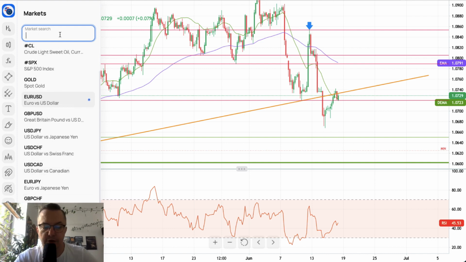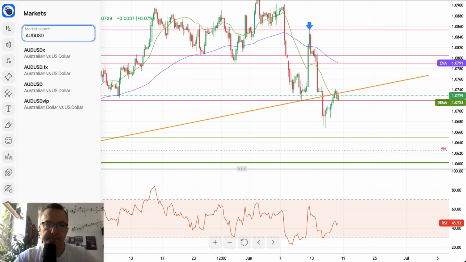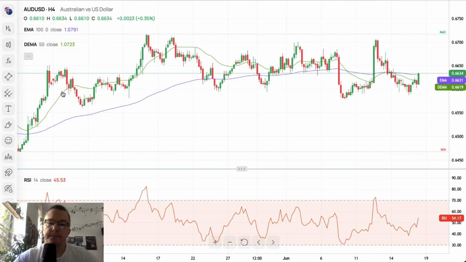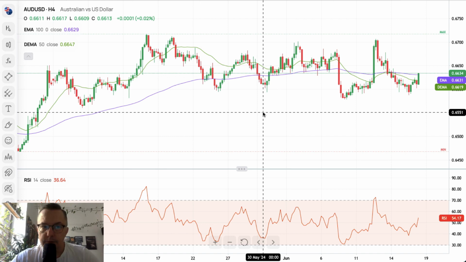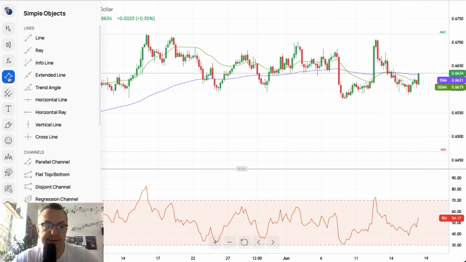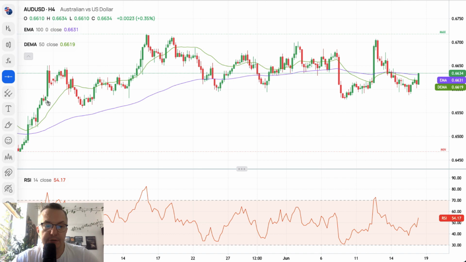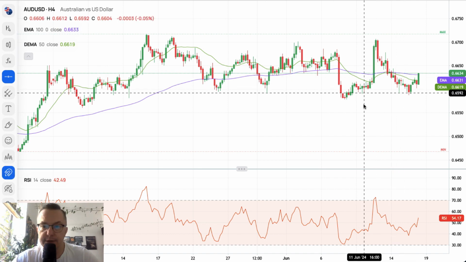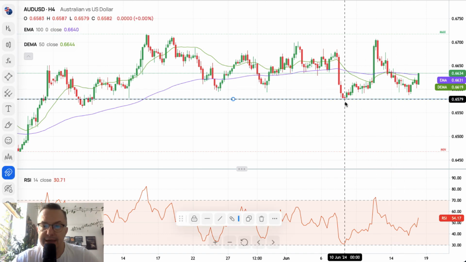Let's find out what's going on with the Australian dollar after the data release in the form of the interest rate decision. So as you can see, it was almost a non-event situation, because this market is still located in between the important levels.